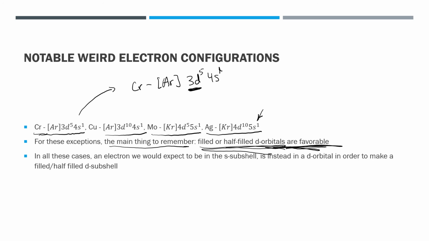I just want to note that there are several other weird electron configurations as we get to heavier elements. This happens because the orbitals start to have really, really similar energies, and it's difficult to reason why the electrons are placed in the orbitals that they are. So we won't really talk about the heavier elements. Basically, in all these cases, an electron we expect to be in an s subshell, and I'm just reiterating, is instead in a d orbital in order to make a filled or half-filled d subshell, because these filled or half-filled d subshells are exceptionally stable.